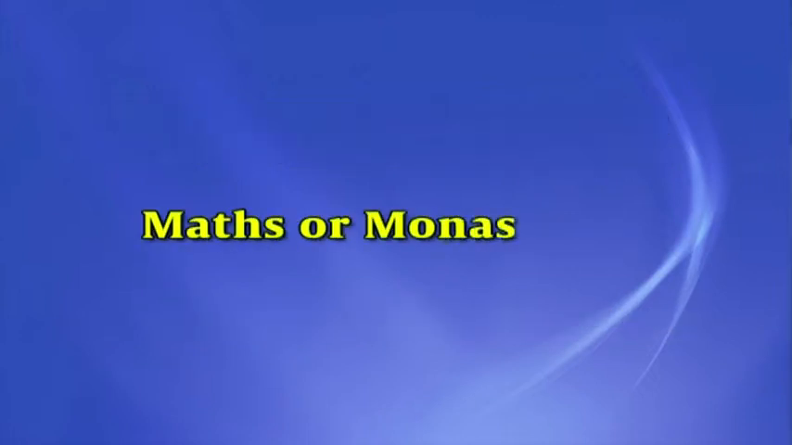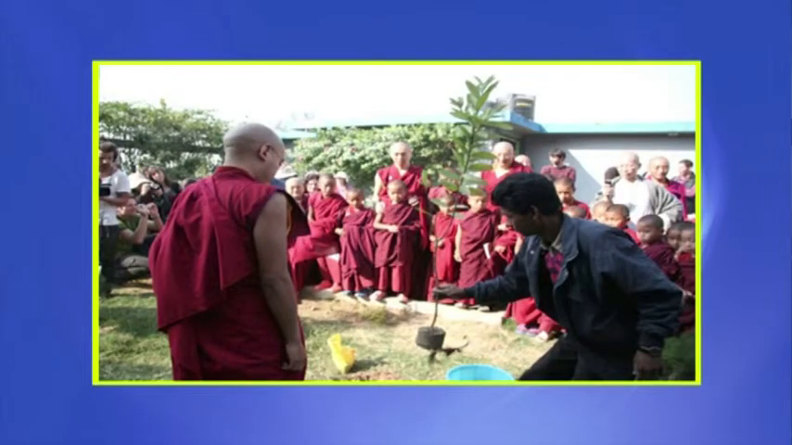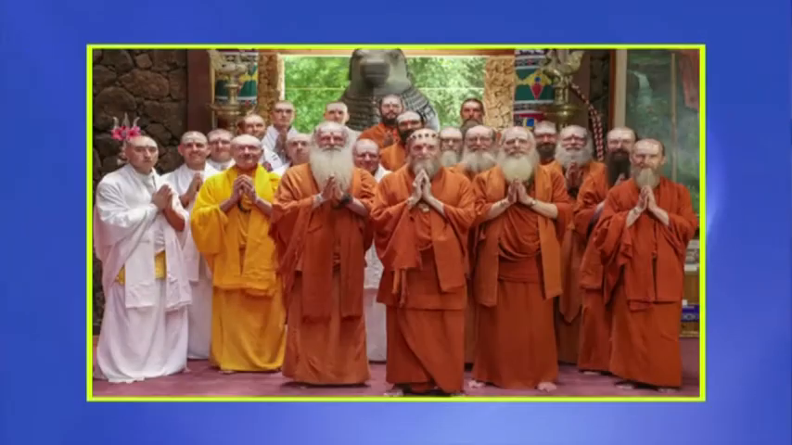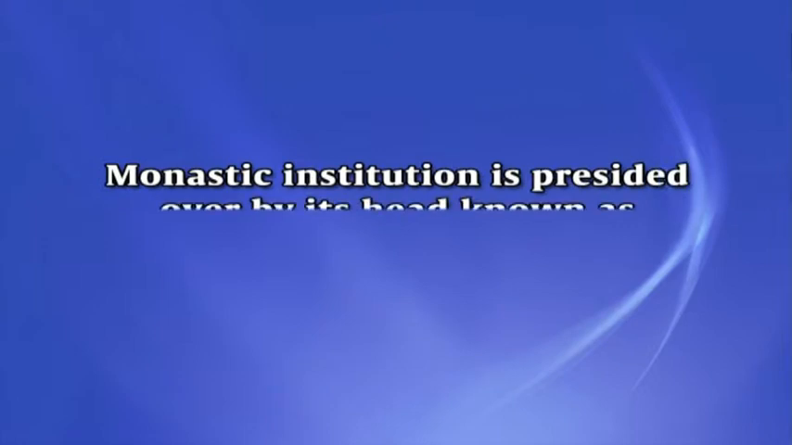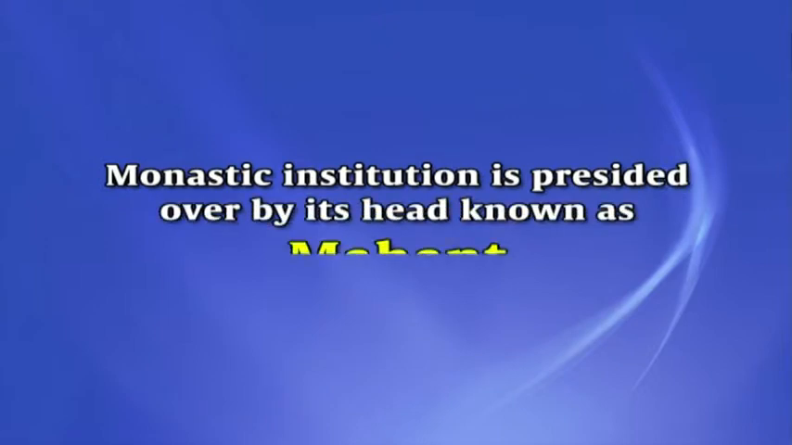Now let's know what are these mats or monasteries. Mats or monasteries are the places whose main purpose is to spread the religious knowledge through instruction to the disciples and the followers of the mat. It is also known as asthal, which means abode or residence of ascetics. This monastic institution is presided over by its head known as Mahant.